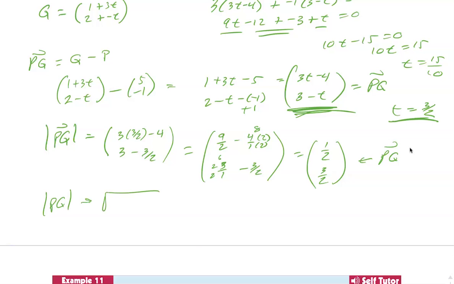So that's going to be first term squared plus second term squared. So I'm going to get 1/4 plus 9/4, 10 over 4, or root 10 over 2. That's actually the shortest distance, right? Because the question was the shortest distance, and that would be the shortest distance.